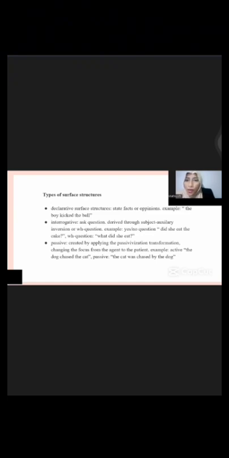WH question: what did she eat? Third, passive. Created by applying the passivization transformation, changing the focus from the agent to the patient. For example, active: the dog chased the cat, and the passive: the cat was chased by the dog.